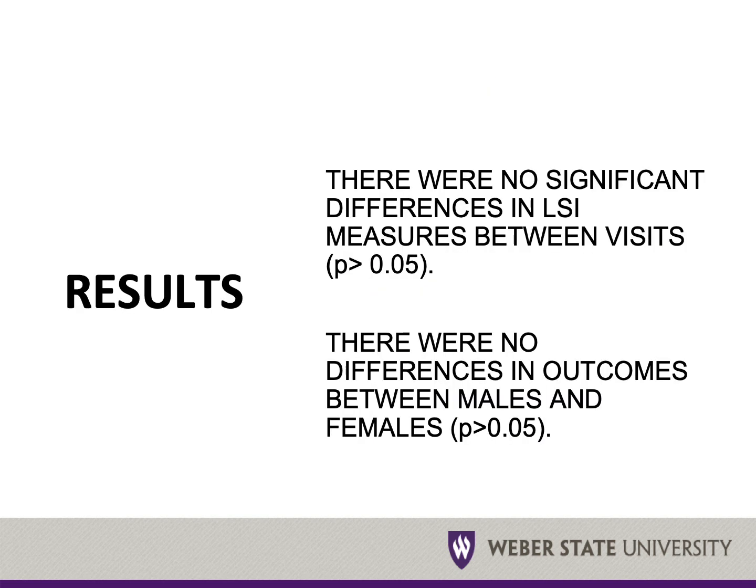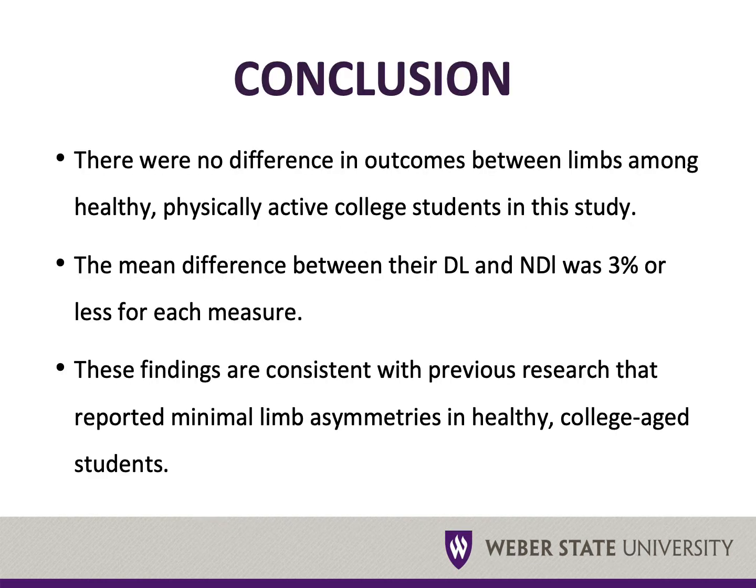There were no significant differences in LSI measures between visits. There were no differences in outcomes between males and females. In conclusion, there were no differences in outcomes between limbs among healthy, physically active college students in this study. The mean difference between the dominant limb and the non-dominant limb was 3% or less for each measure.